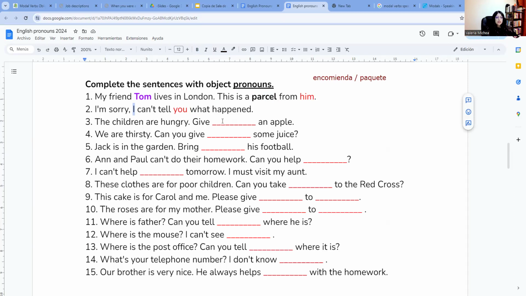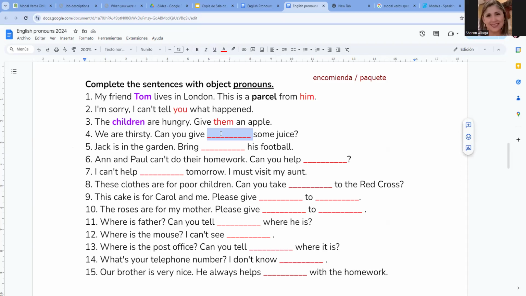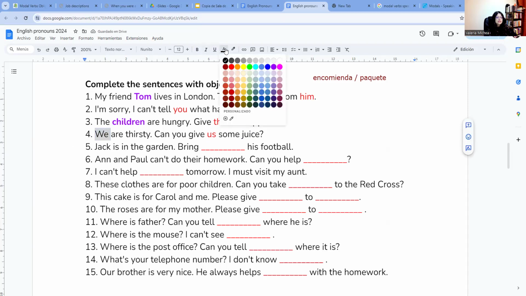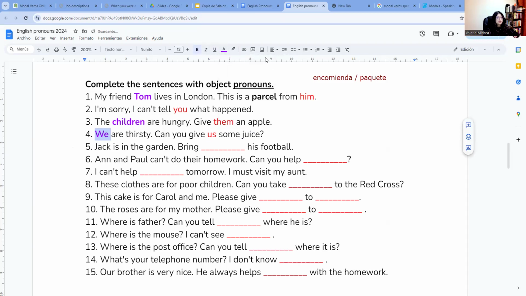The children are hungry. Give them. Very good. How do we know? Because we are talking about the children. Remember, children is plural, not singular. So we have children, them. We are thirsty. Can you give us some juice? Good, very good. How do we know? Because the subject is "we." We are thirsty, so can you give us some juice?